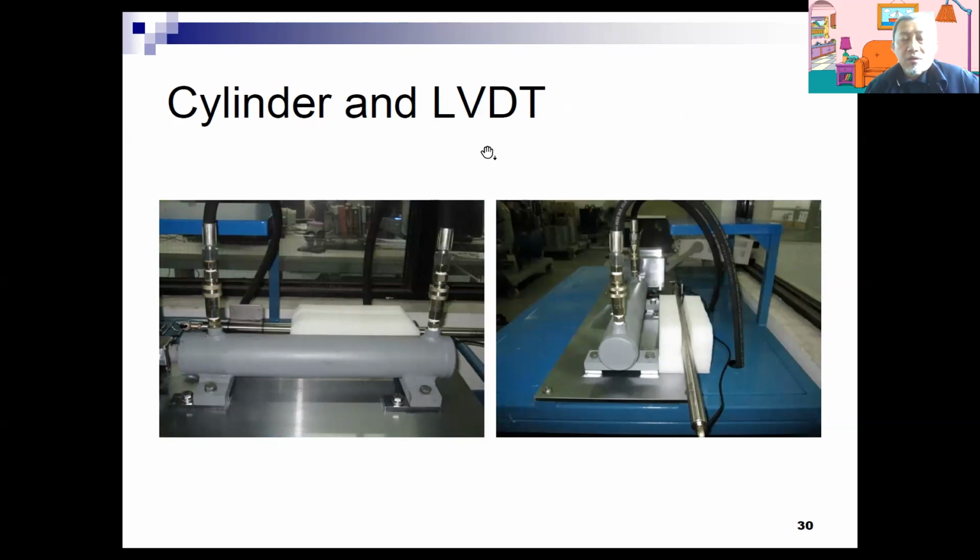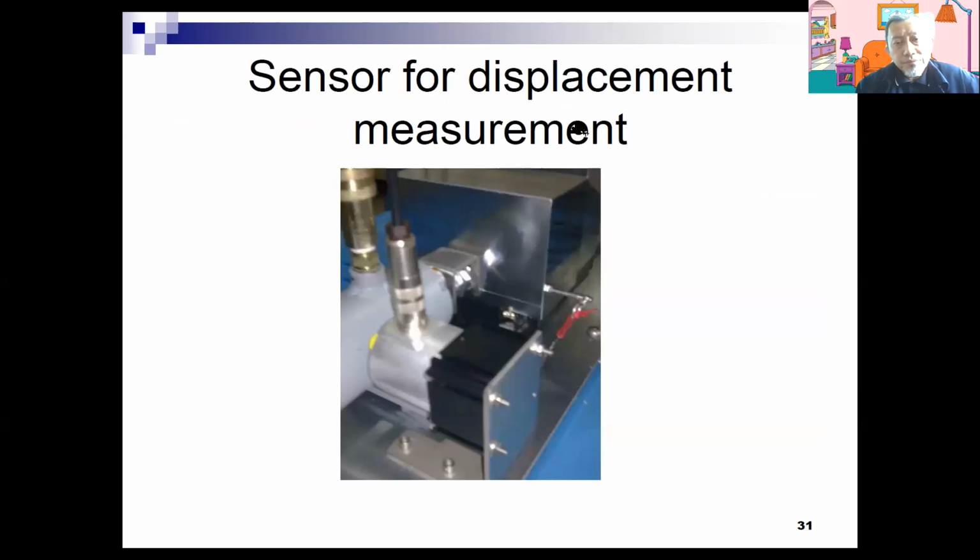LVDT stands for linear variable differential transformer. It's a sensor that detects a physical signal, which is distance or displacement in millimeter, and converts it to the equivalent voltage value. Or maybe if we don't want to use an LVDT, we can also use this sensor for displacement measurement. We call it a draw wire sensor.